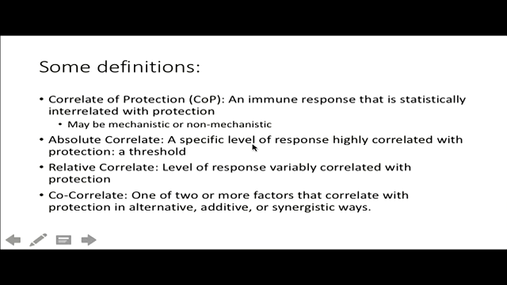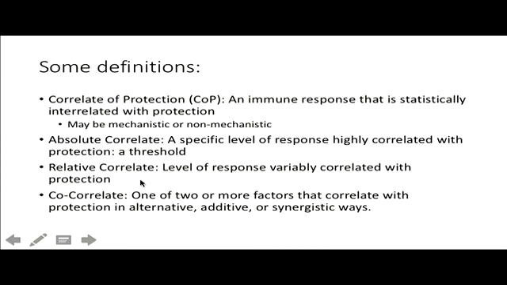An absolute correlate is a specific level, a defined threshold, for example, of antibody that is highly correlated with immunity. And we have examples of this in hepatitis B, for example, where we understand that a certain number of units of antibody to the hepatitis B surface antigen is enough to offer protection from hepatitis B infection. So that's an example of an absolute correlate.